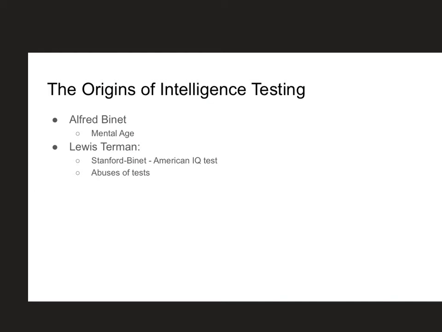Okay, so how did intelligence testing begin? Well, it began with Alfred Binet. He was French, and really what he wanted to know was the mental age of his students. He wanted to be able to determine what is the actual performance level for a set age. So, for example, at what level should a 7-year-old be performing at?